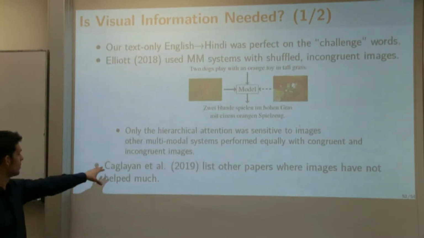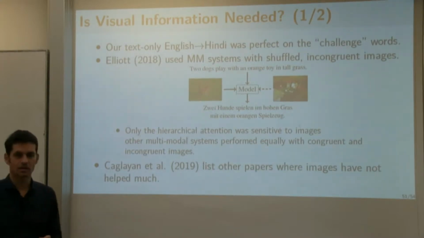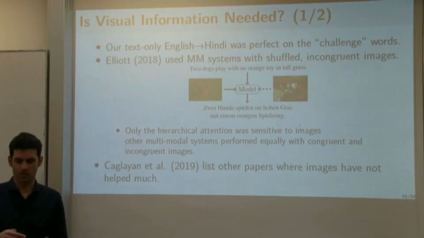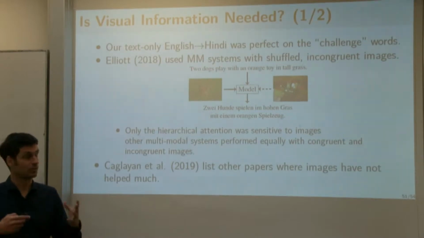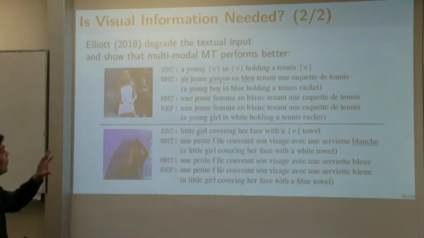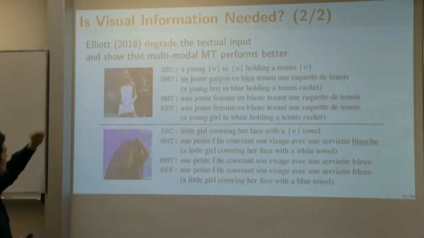This last paper from Ozan Kaglan is trying to document that it's not a problem of the methods, that they do not use the visual information, but it is the problem of the data set, that the data set does not need the visual information to carry out the task. So what they were doing, or actually that was Desmond Elliott's paper, sorry.